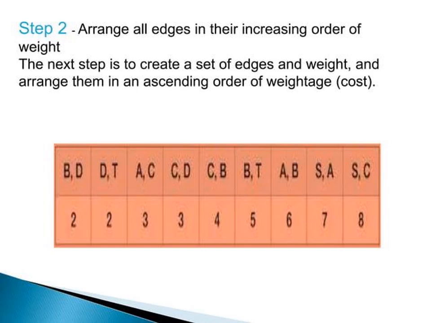First we write the weights in increasing order. Here D to D is 2, D to T is 2, A to C is 3, C to D is 3, C to B is 4, B to D is 5, A to B is 6, S to A is 7, S to C is 8. Next we add the edges one by one. If any cycle is formed, we need to skip that edge.